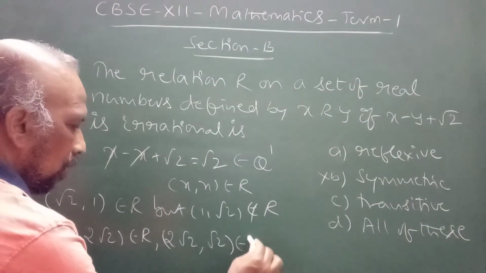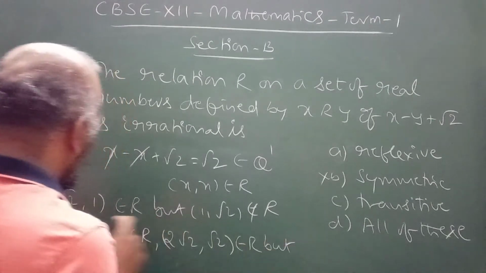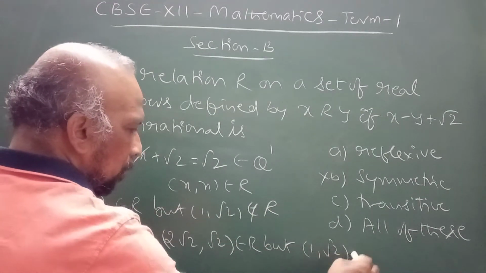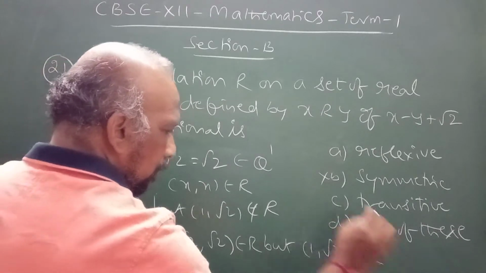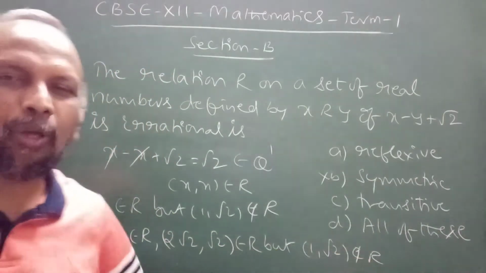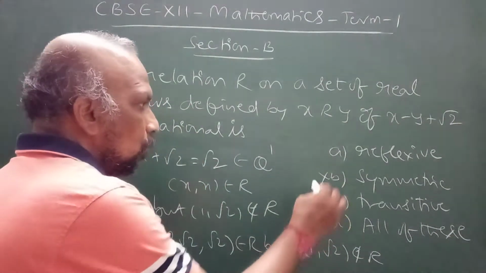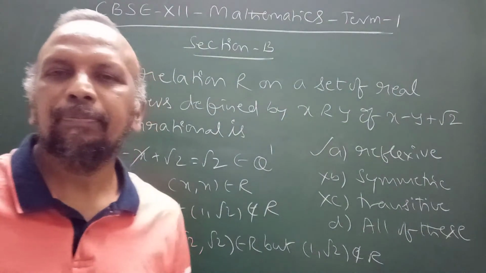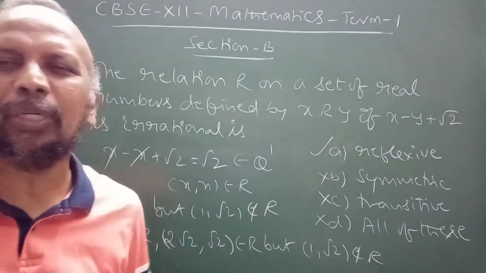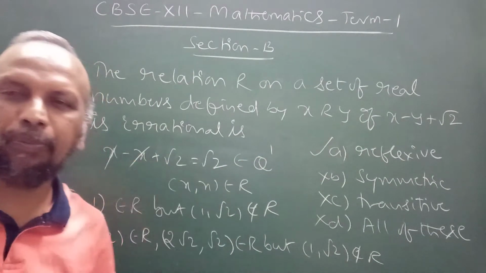So both belong to R. But observe here: (1, root 2) does not belong to R. I have taken x, y, z, but (x, z) does not belong to R, so it is not transitive. So only it is reflexive. That is the reason all the others can be eliminated. Since it is not symmetric, you can eliminate option D. So your answer is only reflexive.